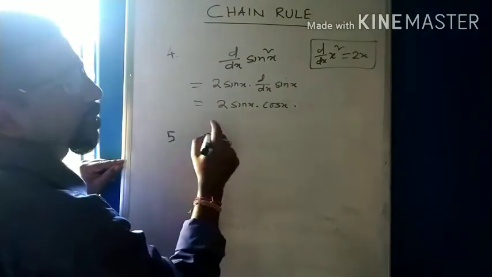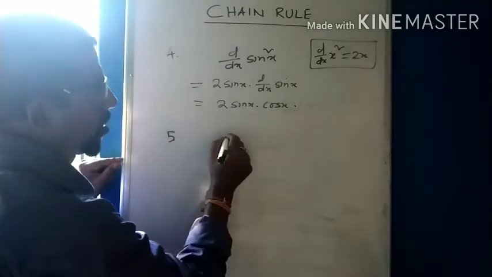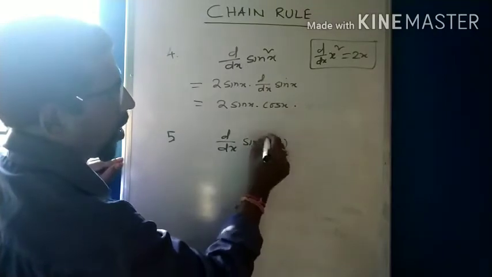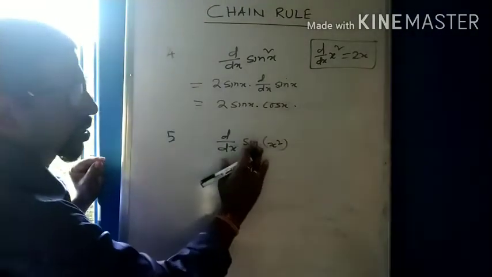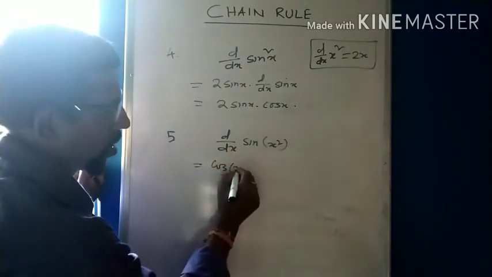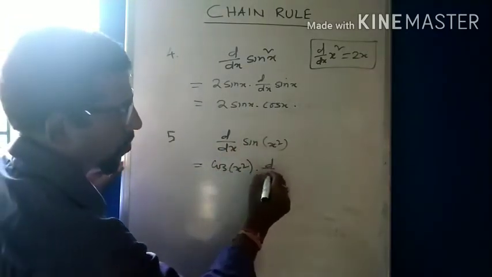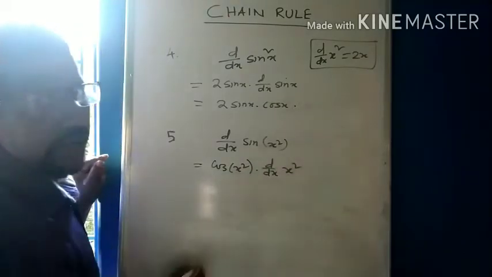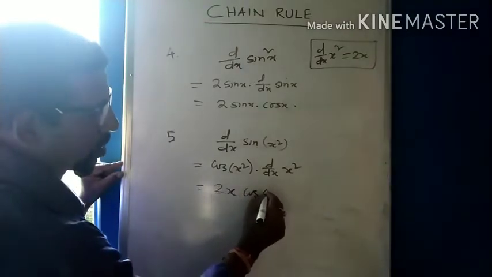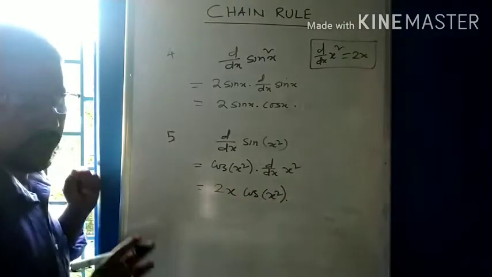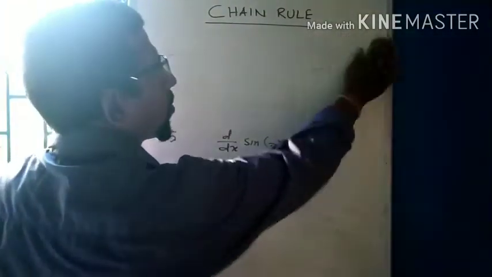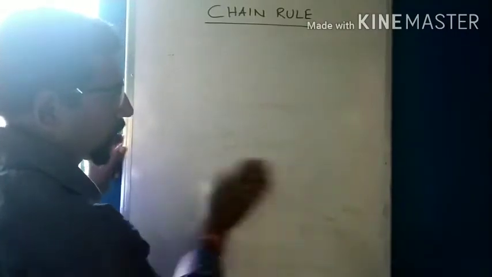But if you get sin x square, differentiation of sin of x square, the angle is x square. We know the differentiation of sin x is cos x, so it will be cos x square into, you have to differentiate x square. The differentiation of x square is 2x, so we can write 2x in the beginning: 2x cos x square. So this is called the chain rule. We have to differentiate again the function which is there in place of x.